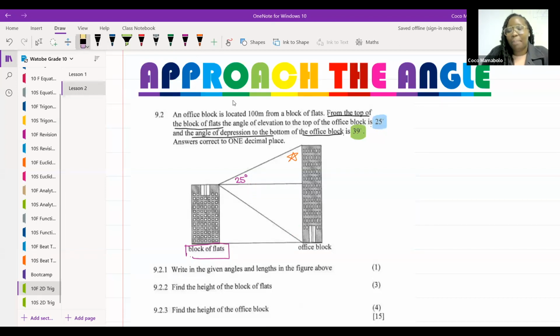All right, let's read about what they're actually saying here. Remember, guys, both of these come from the top of the block of flats. And it says, from here, top of the office block, the angle of depression goes to the bottom of the office block. It goes downwards towards the bottom of the office block. So the angle of depression that we're looking for is that one over there.